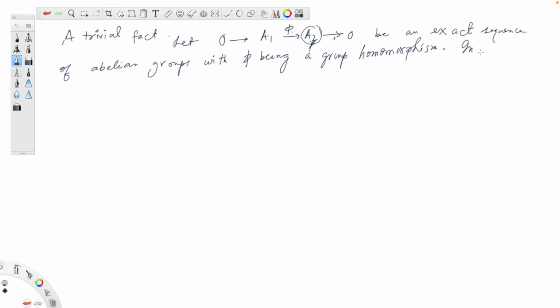In this case, phi turns out to be an isomorphism. Okay. Right. Now, definition of suspension.